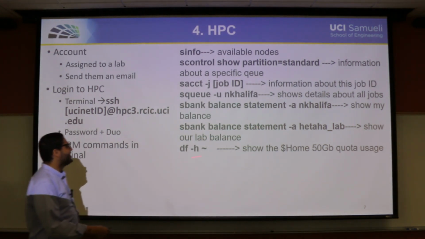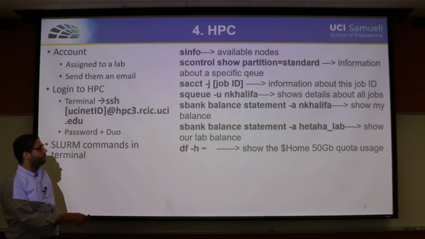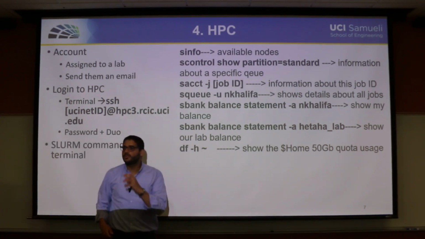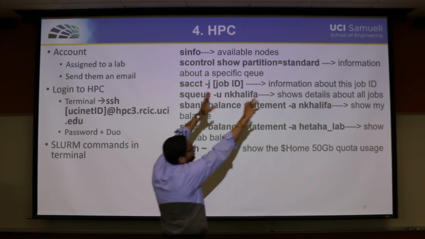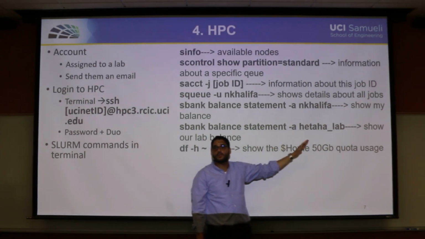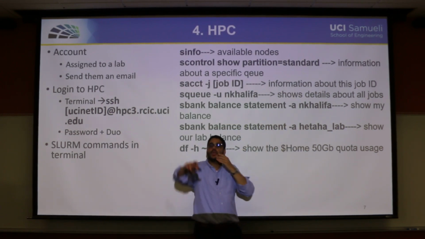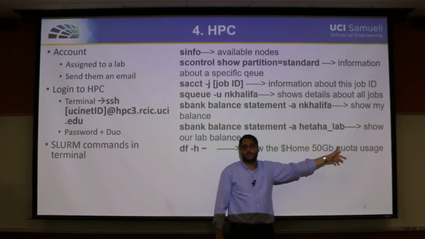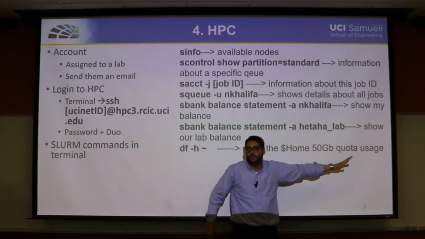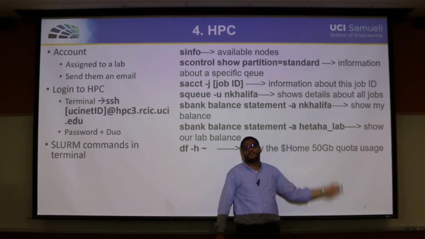Okay, anyways, so let's continue. Now this is another command, df -h ~. It gives you the home 50 gigabyte quota usage. What's this constraint? Remember in the picture for the HPC, there used to be a home directory and the storage directory. This storage directory is the place or the folders where you could store your large files. You get 1 terabyte in that storage. You can save whatever you like there, movies, anything, on 1 terabyte. But for your home directory, you cannot store more than 50 gigabytes.